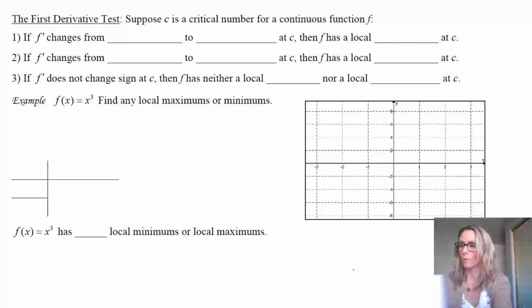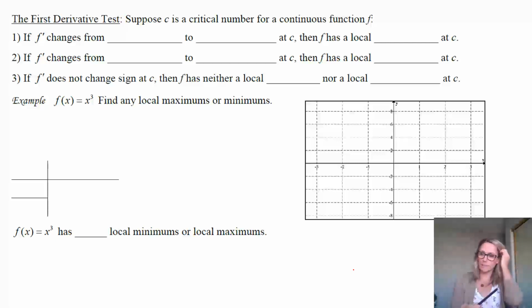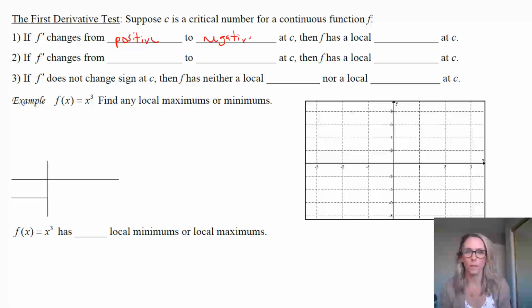Okay, so this is basically what we just saw, which is what's happening when it changes. Not surprisingly, if the derivative changes from positive to negative at some value c, then f has a local max or relative max at c. The derivative is positive, so the function's increasing, and then it changes to negative and the function's decreasing, so there's going to be a max up here.